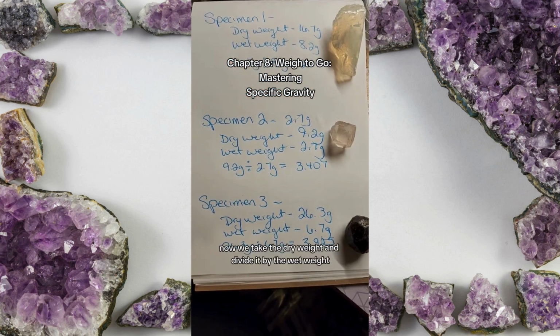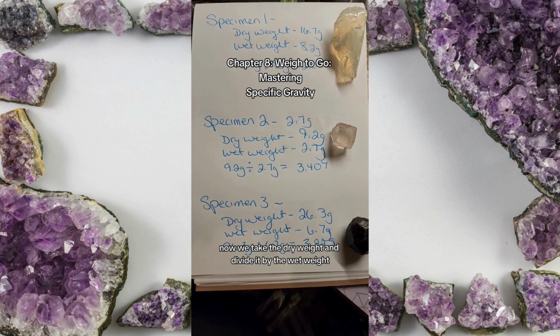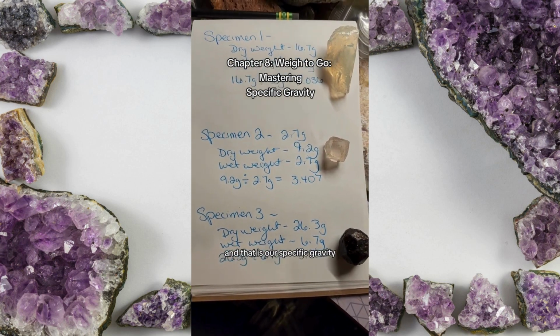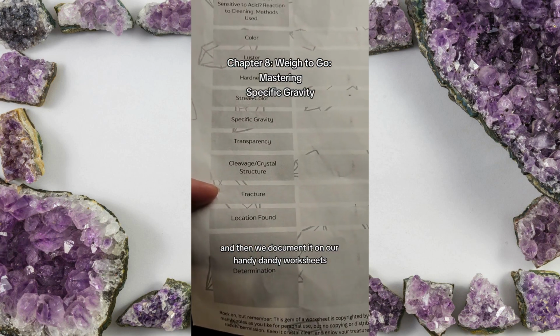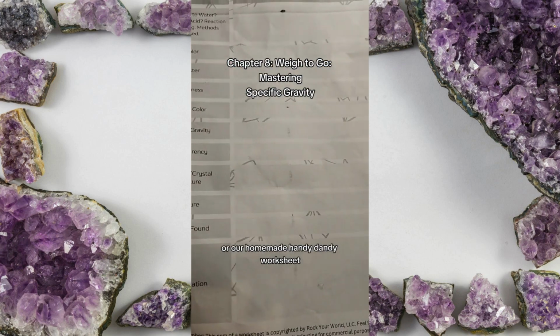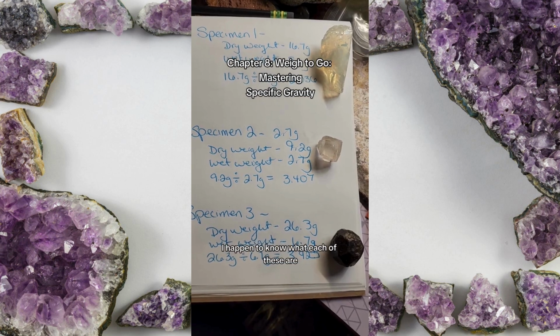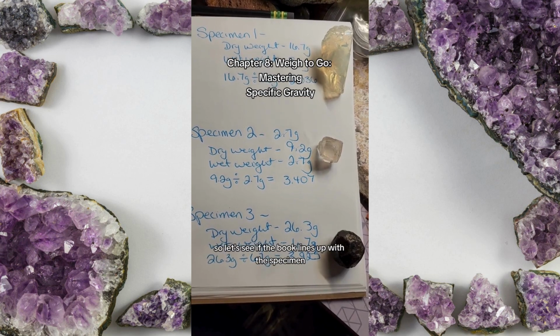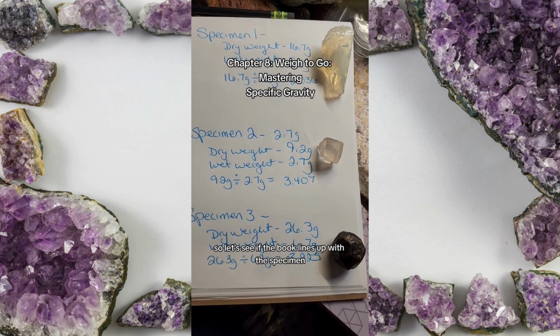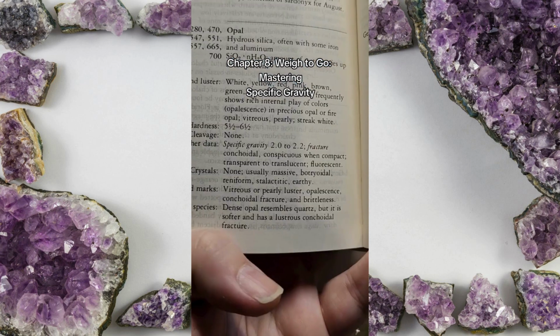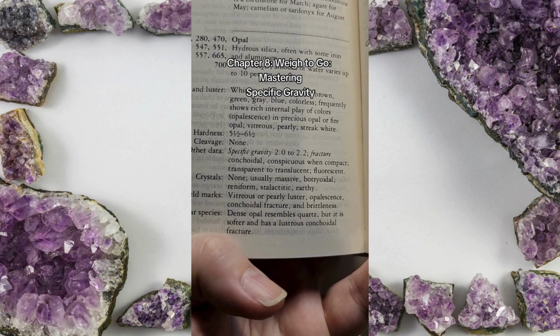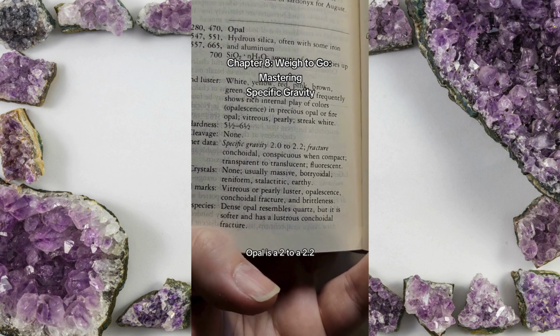Now we take the dry weight and divide it by the wet weight, and that is our specific gravity. And then we document it on our handy dandy worksheets or our homemade handy dandy worksheets. I happen to know what each of these are, so let's see if the book lines up with the specimen. The first one is opal. Well, looky there. Opal is a 2 to a 2.2.